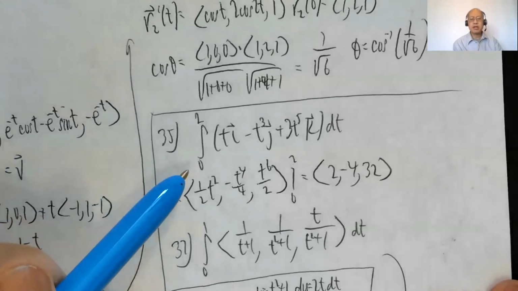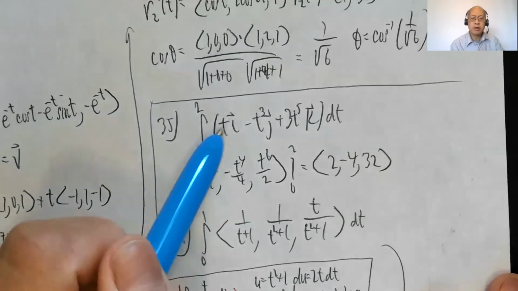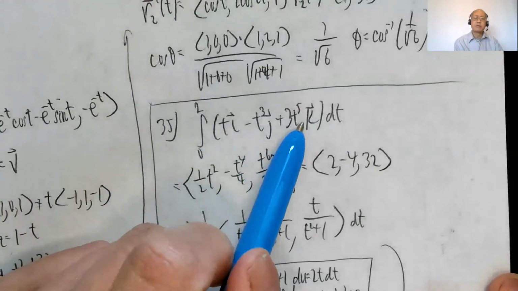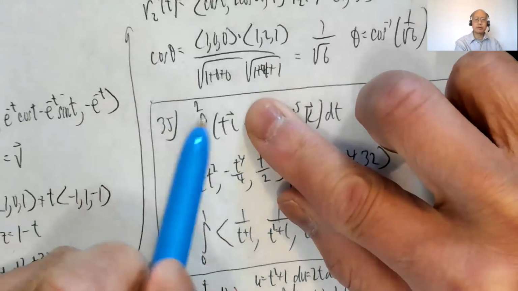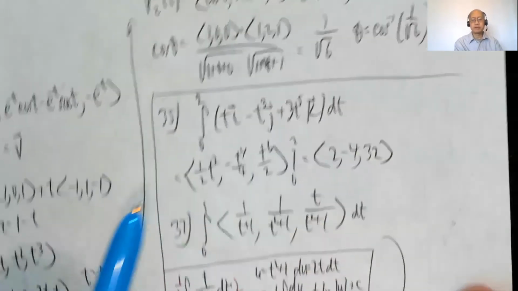Okay, then we just have some integration problems, not really that big a deal. Integral from 0 to 2 of (t i minus t cubed j plus 3t to the 5th k) dt. It's almost just like doing three separate problems. You figure out that integral from 0 to 2, figure out that integral from 0 to 2, figure out that integral from 0 to 2.